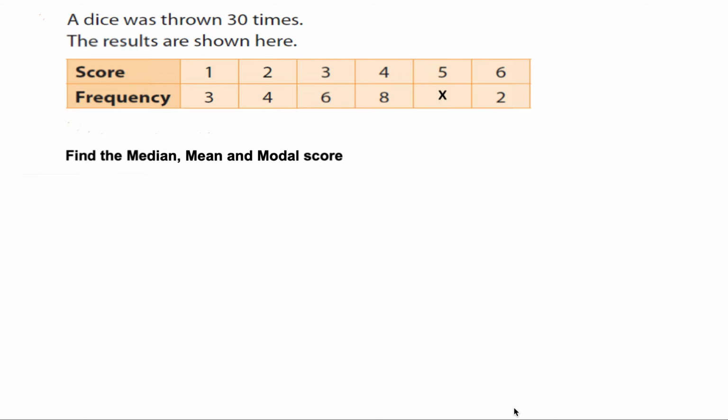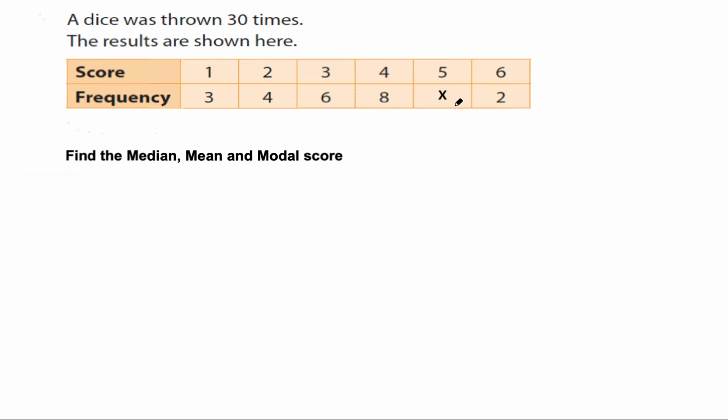In this video, we're going to take a look at how to find the median, the mean, and the modal score from a frequency table. So in this question, we have a dice being thrown 30 times, and we're given the breakdown of the results of the trial in the frequency table. Now, one thing that jumps out straight away is we have one frequency that is unknown to us, and before you try to calculate the median, the mean, or the modal score, you would have to calculate that x value.